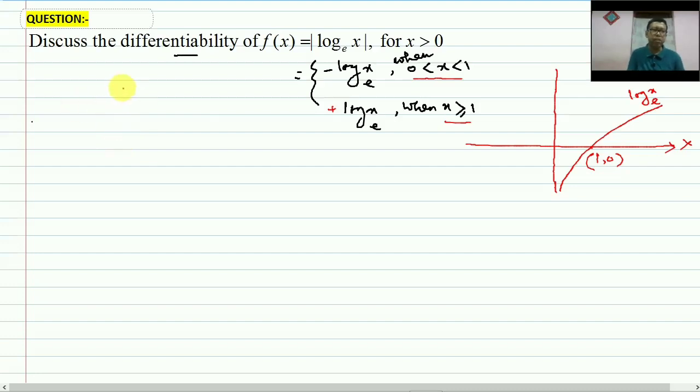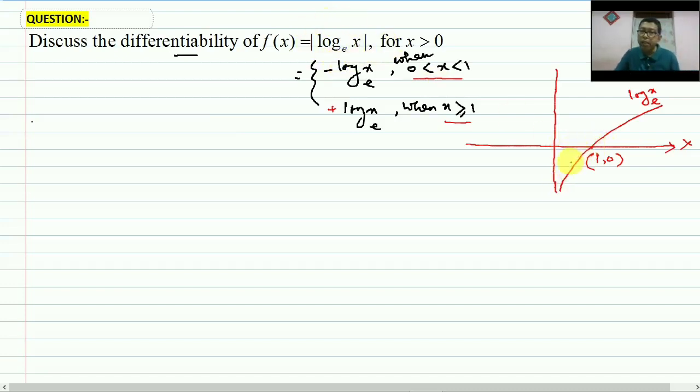Now clearly f of x is differentiable for all x greater than 1 as well as for all x less than 1, isn't it? There is no gap. So we have to check the differentiability at the point x is equal to 1, for which, for the modulus of log of x. Now what happens when you get logarithm inside a modulus?